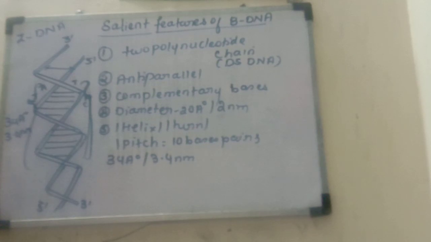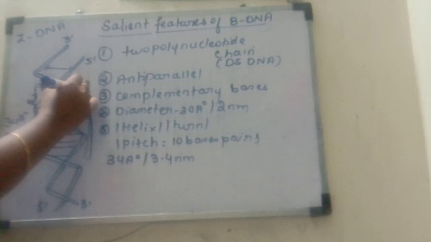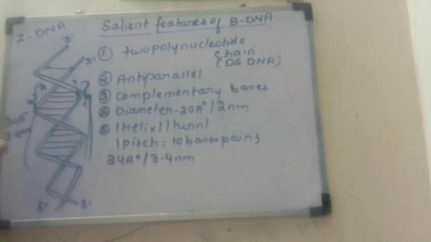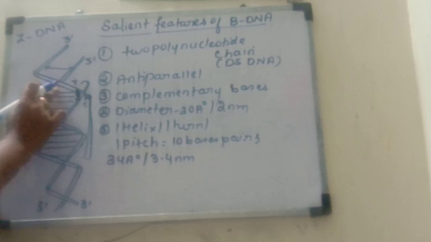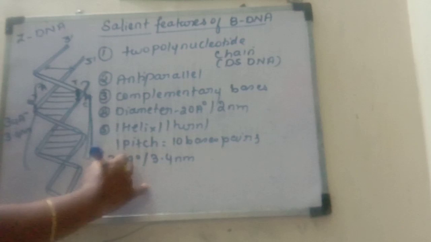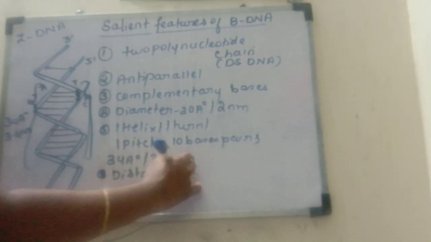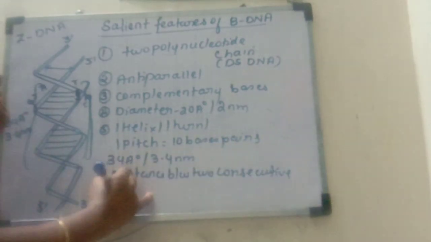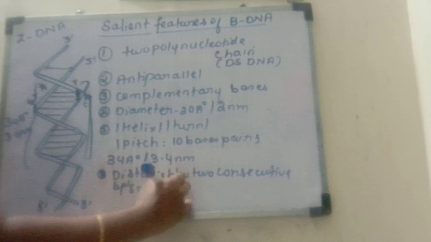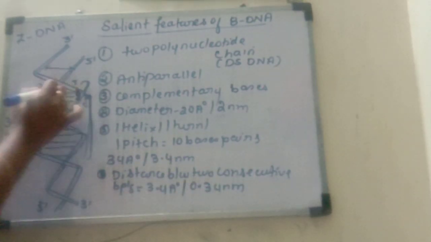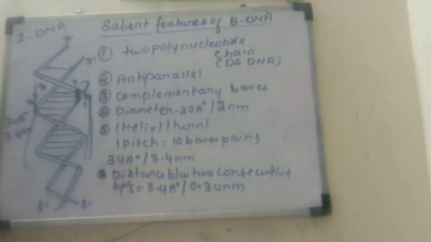And the distance between two successive base pairs. What is the distance between two successive base pairs? In one helix we have 10 base pairs. What is the length of one helix? 34 angstrom. So what is the distance between two consecutive base pairs? That is 3.4 angstrom, otherwise 0.34 nanometer. This is the distance between two consecutive base pairs.